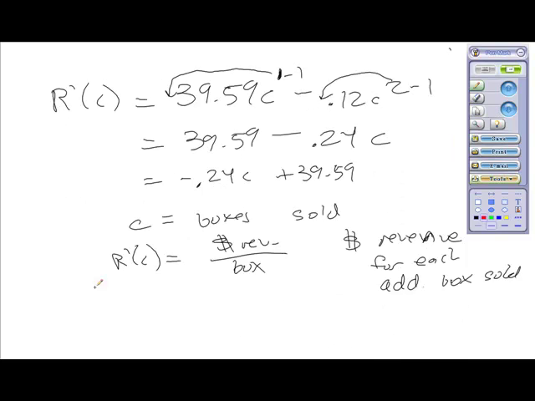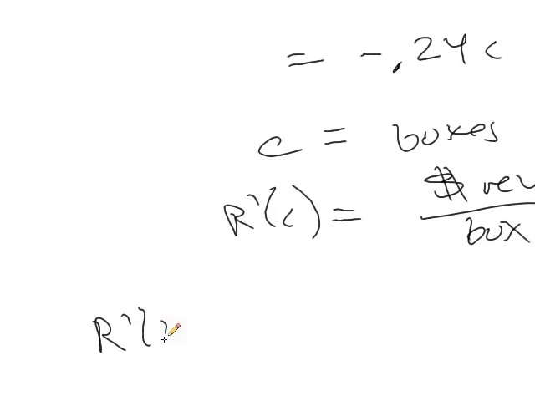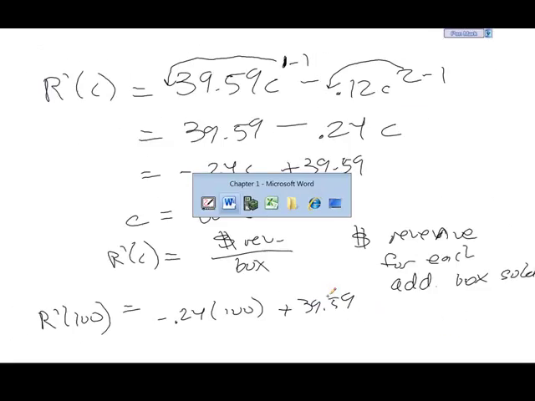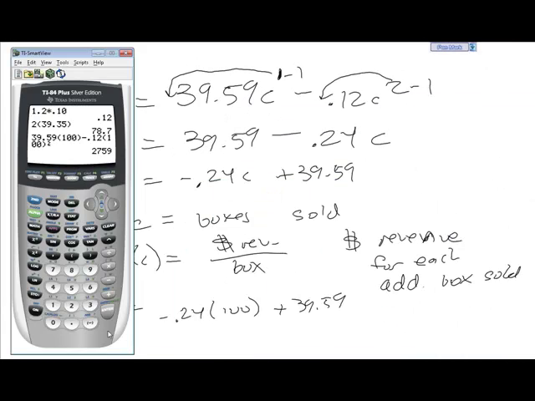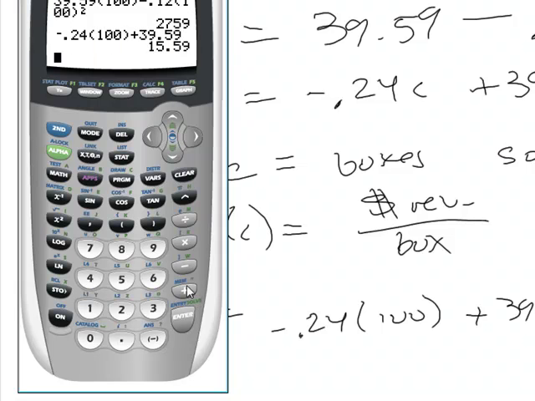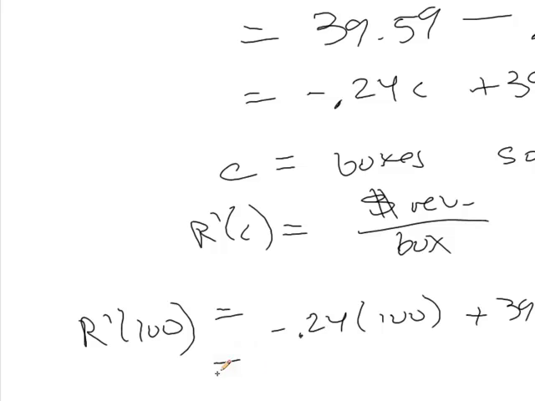So we're going to find R prime of 100, and R prime of 100 will be negative 0.24 times 100 plus 39.59, and coming to my calculator, negative 0.24 times 100 plus 39.59, well, that only comes out to $15.59 of revenue for the next box that I sell.